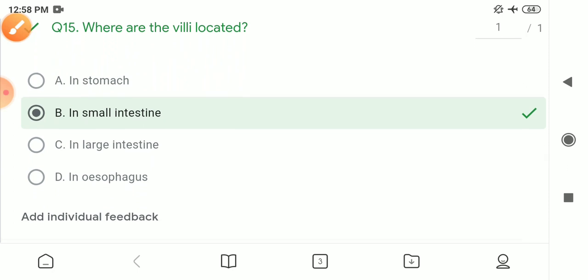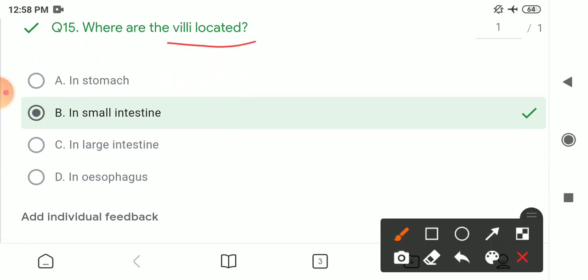Next 15th number. Where are the villi located? The options are in stomach, in small intestine, in large intestine or in esophagus. So here your answer is option B, that is in small intestine villi are located.